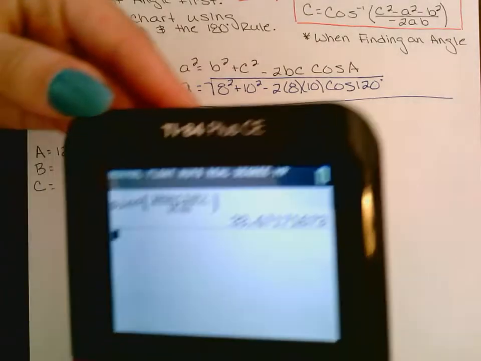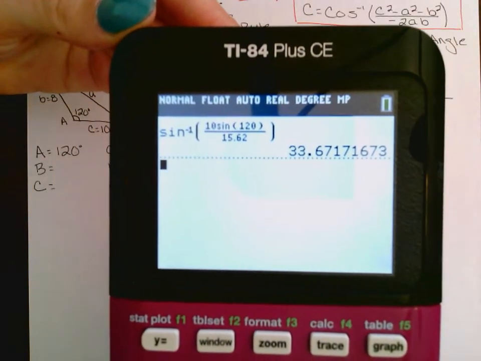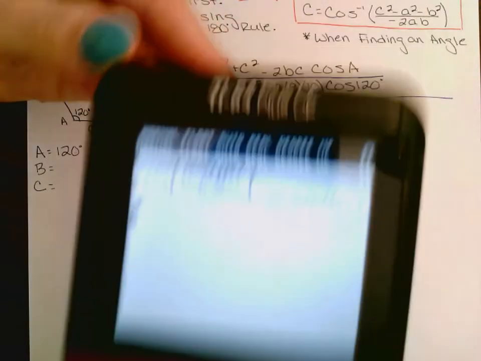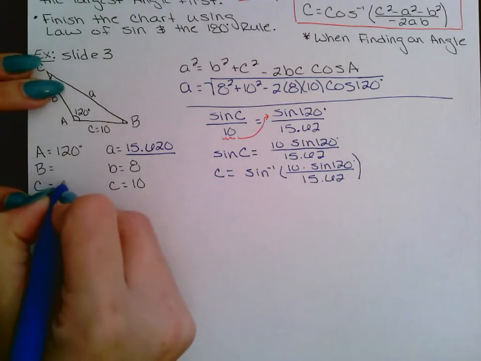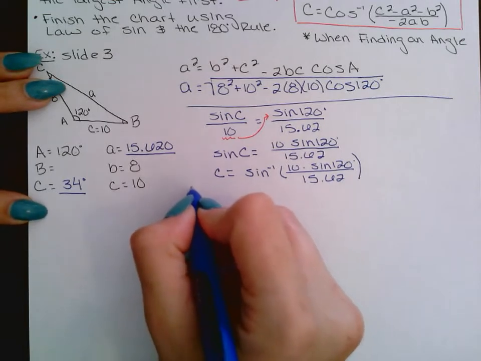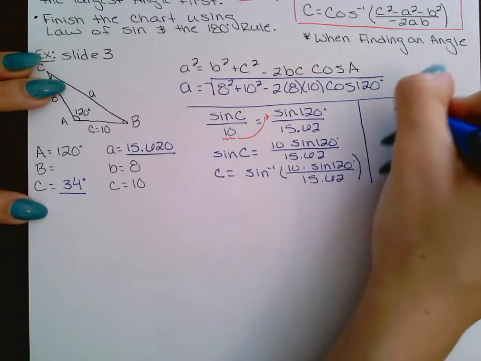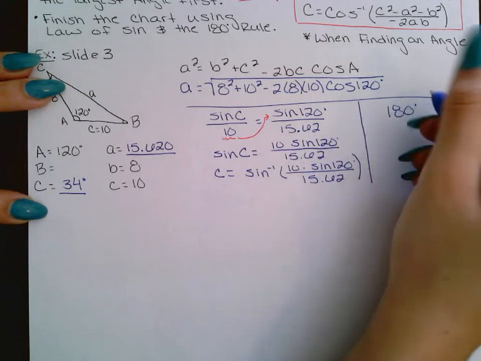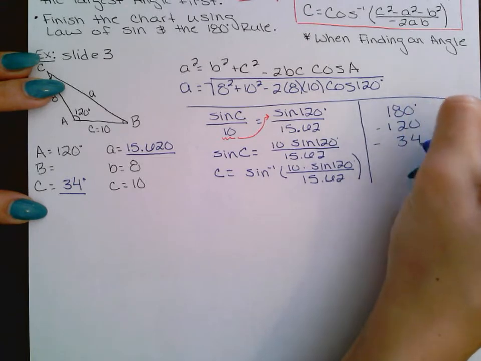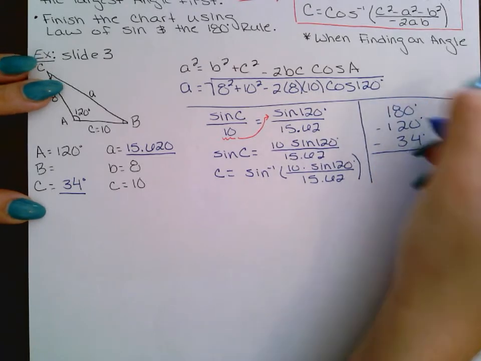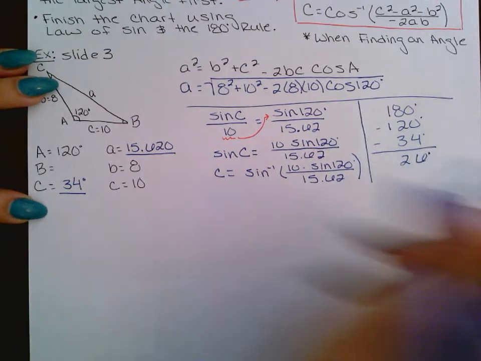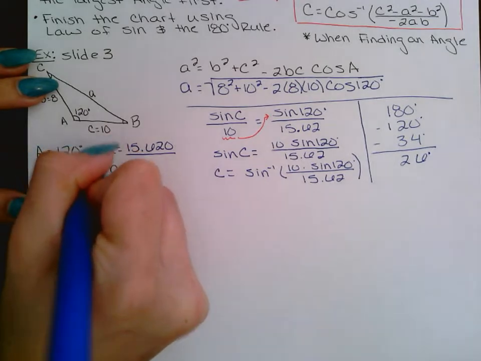All right, so in your calculator, this should have come out like this, 33.67 degrees. Because it's an angle, I am going to round that up to 34 degrees. And because we have 2 out of the 3 angles, I can go ahead and use my 180 rule, and I can say 180 degrees minus 120 minus 34. Plug that in your calculator, and you can find your last angle, which is 26 degrees. And you are done with this triangle.